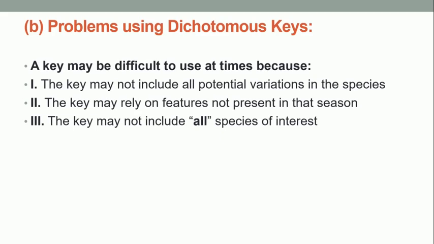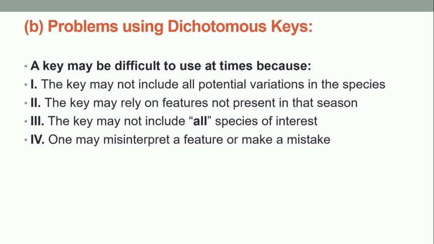Thirdly, a key may not include all species of interest. So there is not a single key which will help in the identification of all species. All keys have their own merits and demerits. Sometimes one may misinterpret a feature, or make a mistake while using a dichotomous key. That is also bound to happen when one uses this type of key.